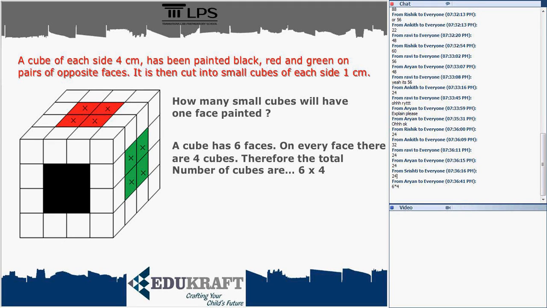So the cube has 6 faces. On every face there are 4 cubes. Therefore, the cubes are 24. Answers right from the beginning: Rishi, Kathi, and Ravi. Okay, correct answers I got.